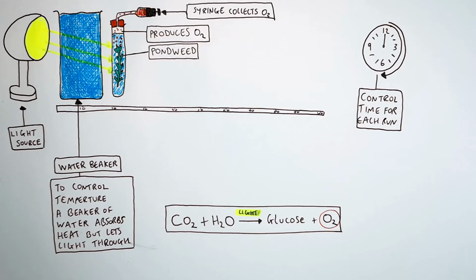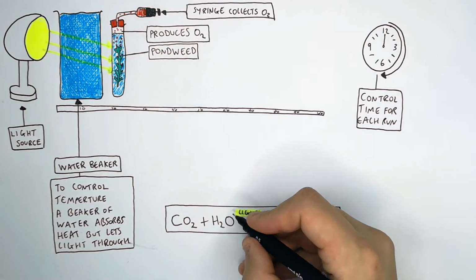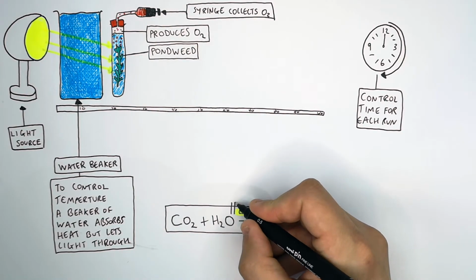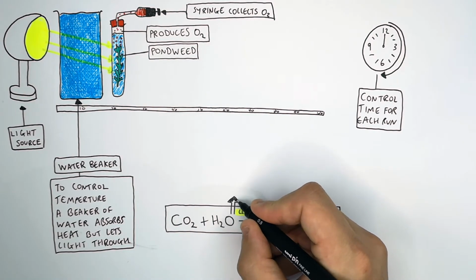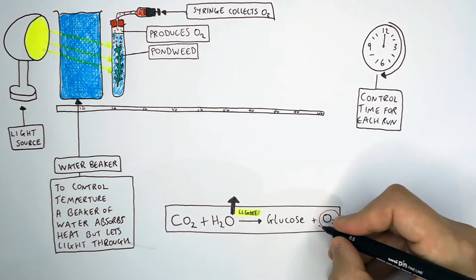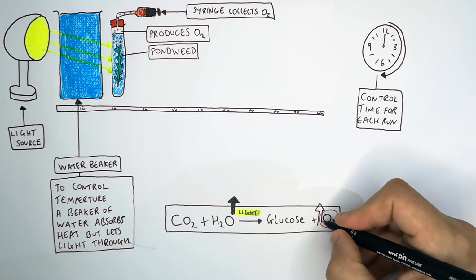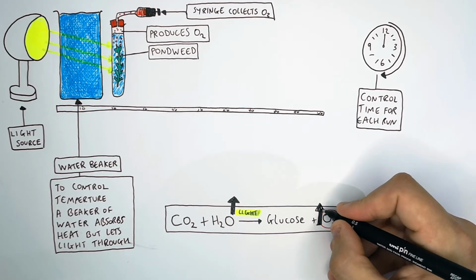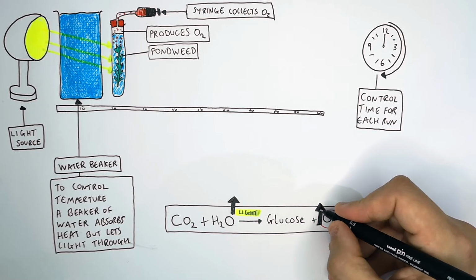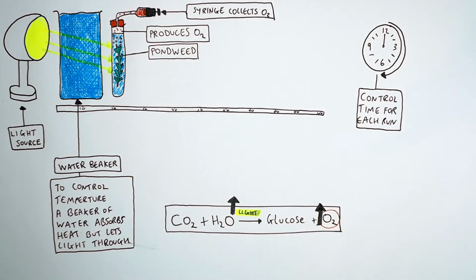So the volume of oxygen collected by the syringe is going to be our dependent variable. Our dependent variable. It is what we measure. So if you increase the light intensity, so the intensity of the light that the pondweed receives, you're going to increase the rate of photosynthesis up to a certain point. So if you increase the rate of photosynthesis, you're going to increase the volume of oxygen that is being released by the plant. So our dependent variable, what we're measuring, is the volume of oxygen collected inside the syringes.